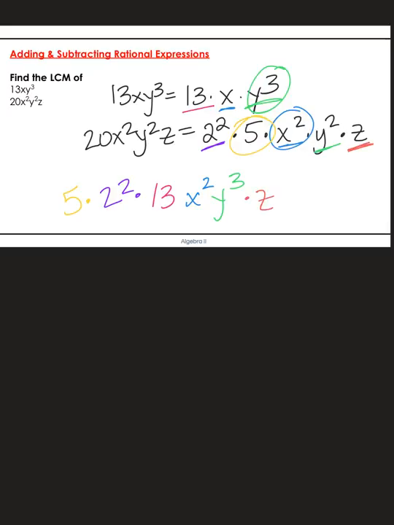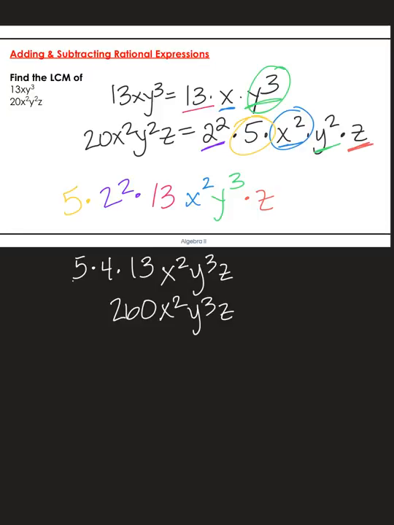And when I put them all together, let's do some math. So I have 5 times 4 times 13, and then I have x squared, y cubed, and z. 5 times 4 is 20, and 13 times 2 is 26. So I keep the 0: x squared, y cubed, z. So my least common multiple of 13xy to the third and 20x squared y squared z is going to be 260 x squared y cubed z.